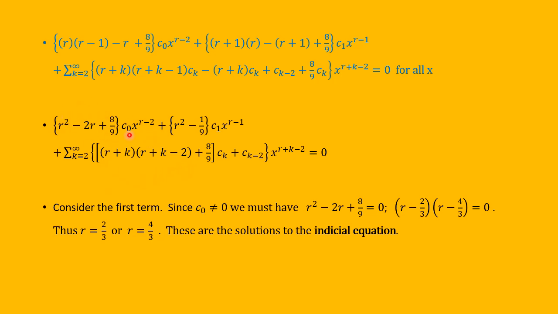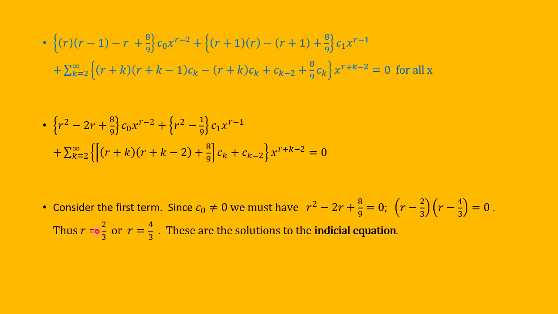Okay, so now let's see what we have here. If we look at this first term that involves c naught, we know that c naught is not 0, and so that forces r squared minus 2r plus 8/9 to be 0. And this is the indicial equation for this ordinary differential equation. Now, if you think about it for a few minutes perhaps, you'll realize that this can be factored into r minus 2/3 times r minus 4/3 equals 0. So r can either be 2/3 or 4/3.